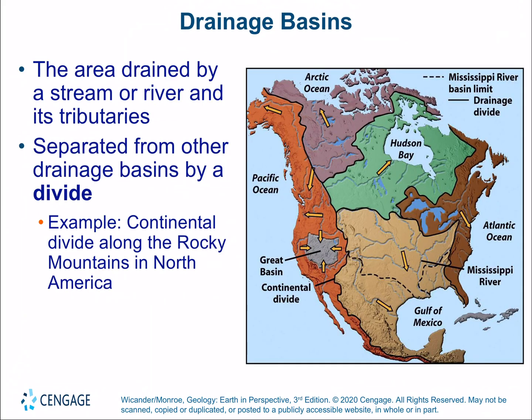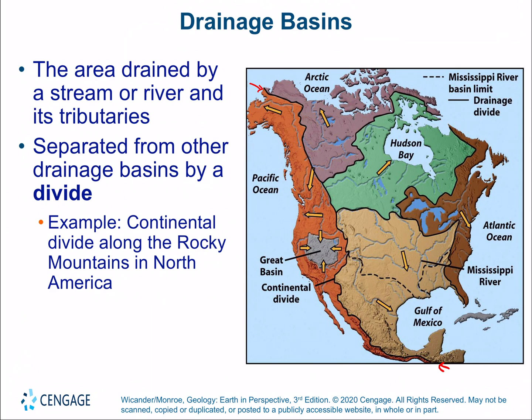So we have what's known as a drainage basin. A drainage basin is the area that is drained by a stream or river. Those drainage basins are separated by a drainage divide, which is basically a high point. So you can see this black line that goes from top to bottom. That is what's known as the Continental Divide.